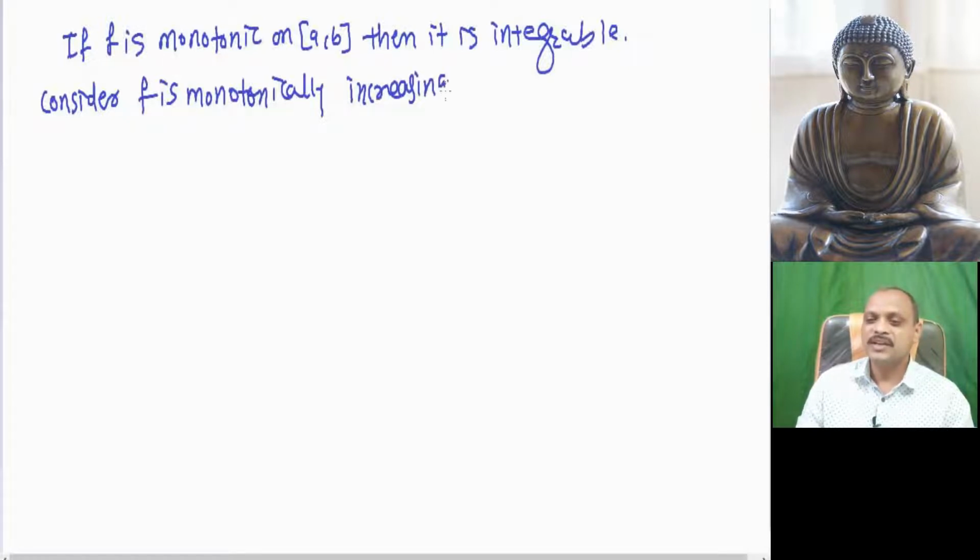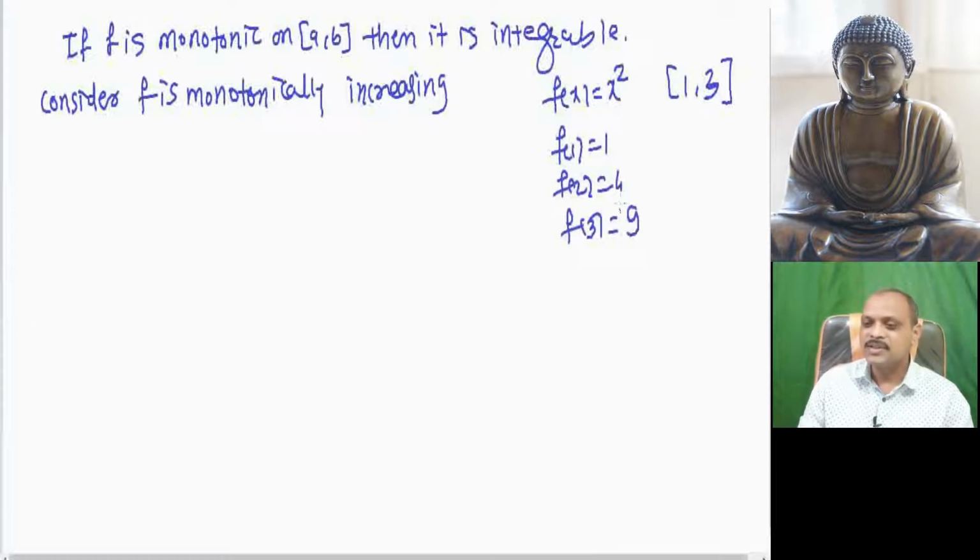As the function is monotonically increasing, that means if my function is f of x equal to x square, a very simple function, on the interval 1 to 3, suppose, then f of 1 equals 1, f of 2 equals 4, f of 3 equals 9, right? So this is a minimum value, this is a maximum value, and all the values lie between 1 and 9. So if the function is monotonically increasing, therefore clearly f is a bounded function. All the values of this function lie between f of a and f of b.